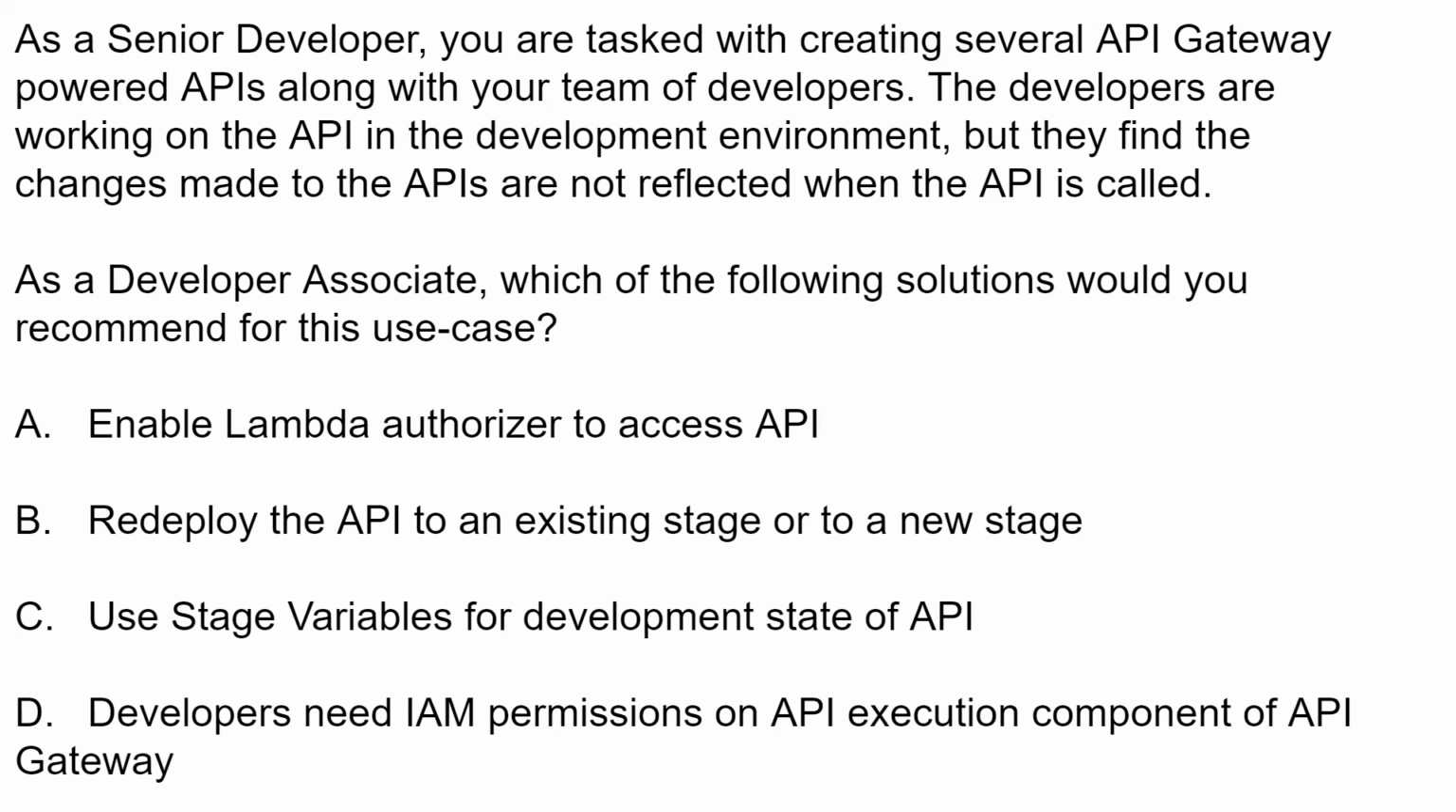A, enable Lambda authorizer to access API. B, redeploy the API to an existing stage or to a new stage. C, use stage variables for development stage of API. D, developers need IAM permissions on API execution component of API Gateway.